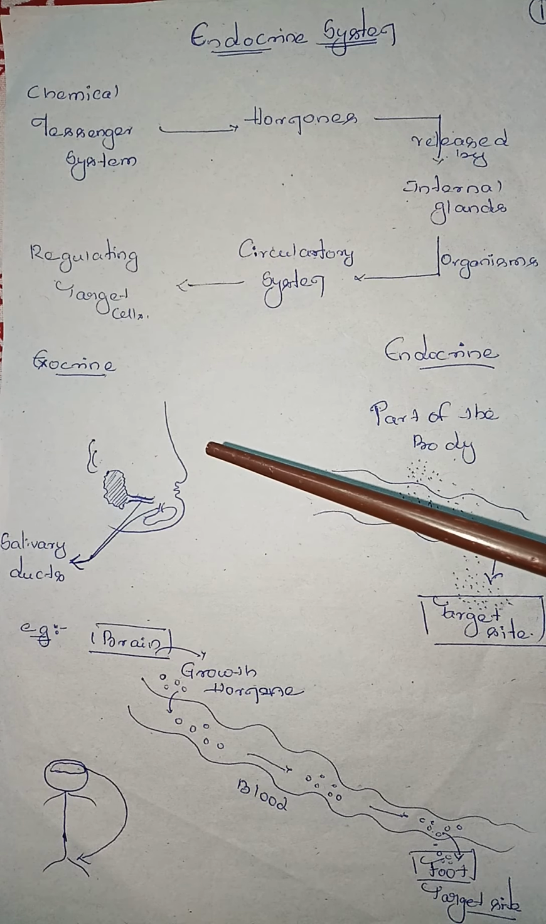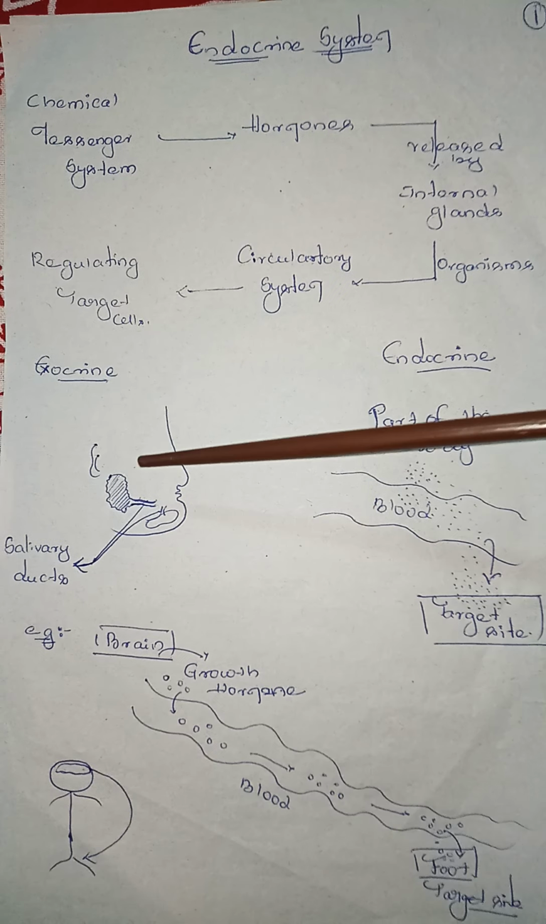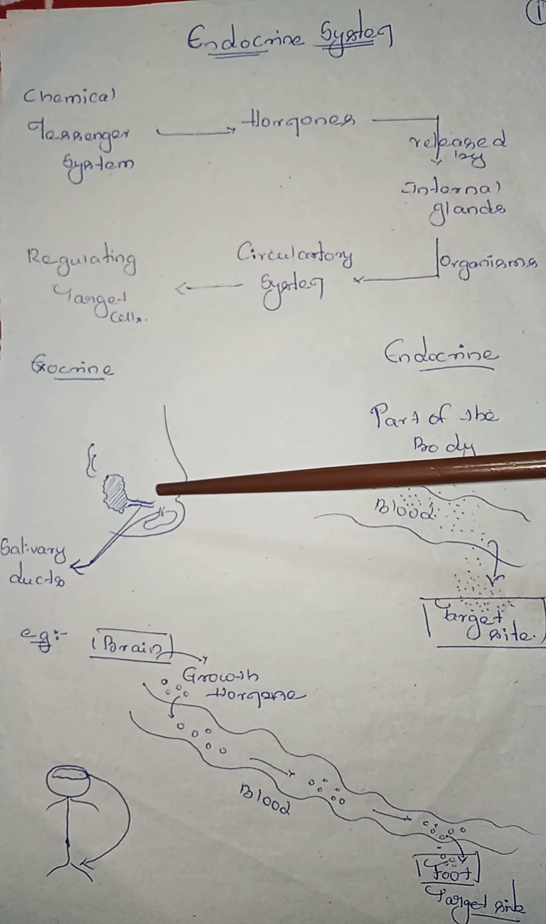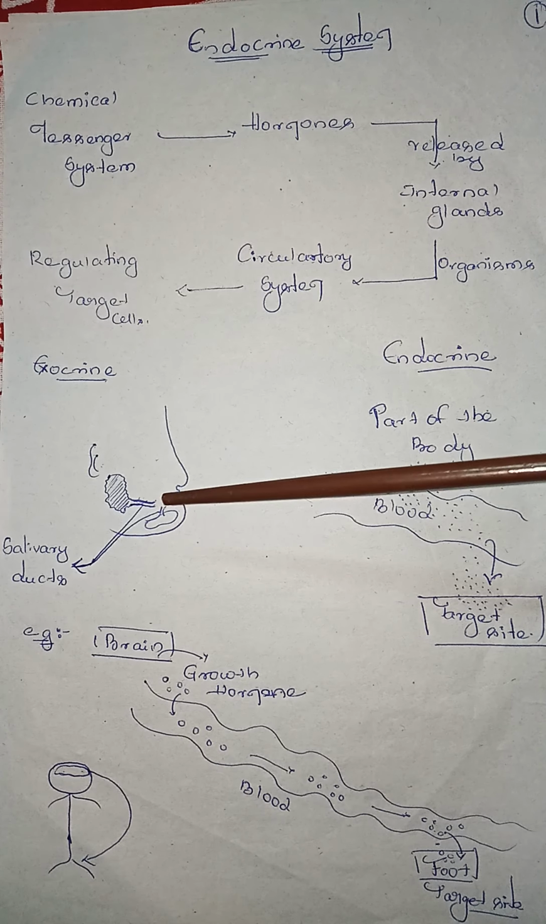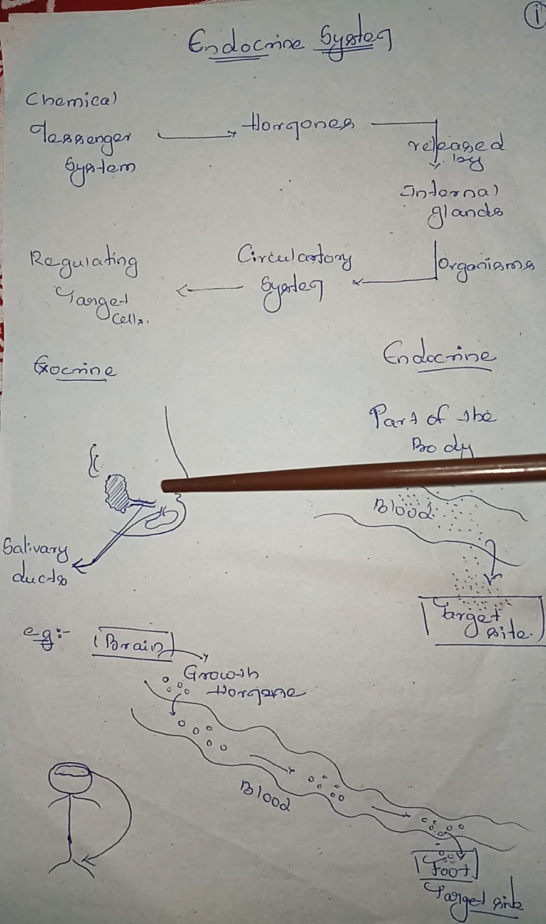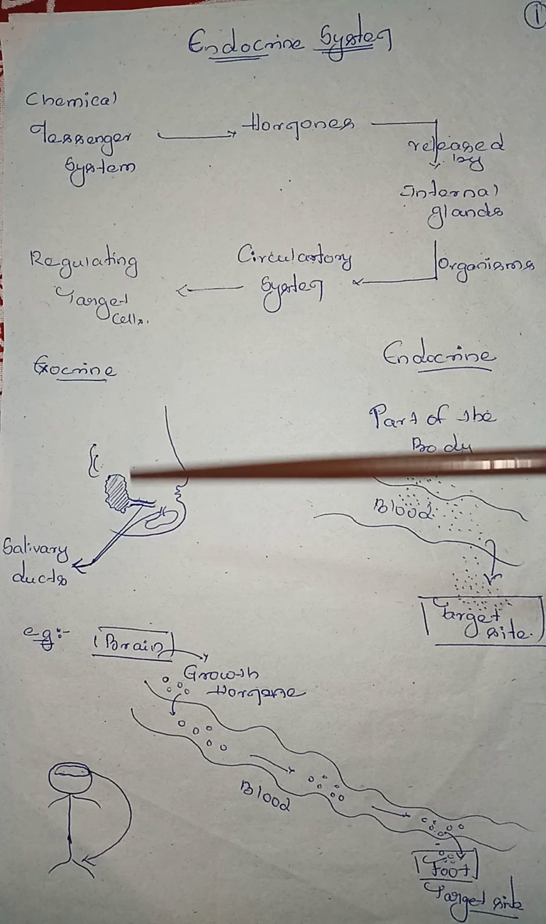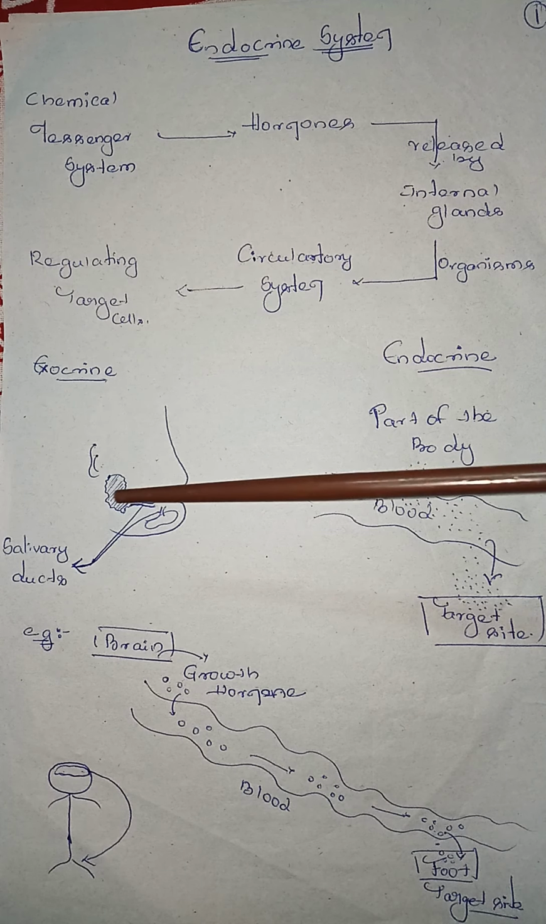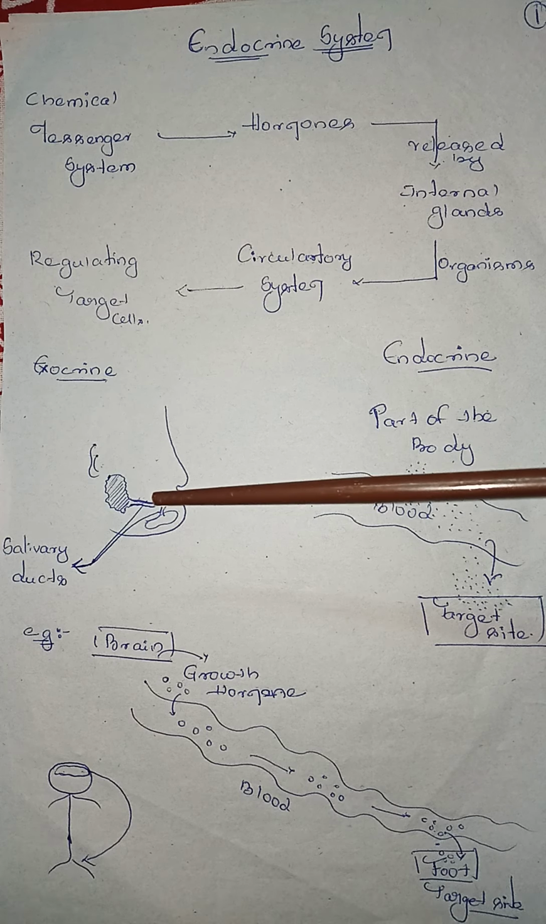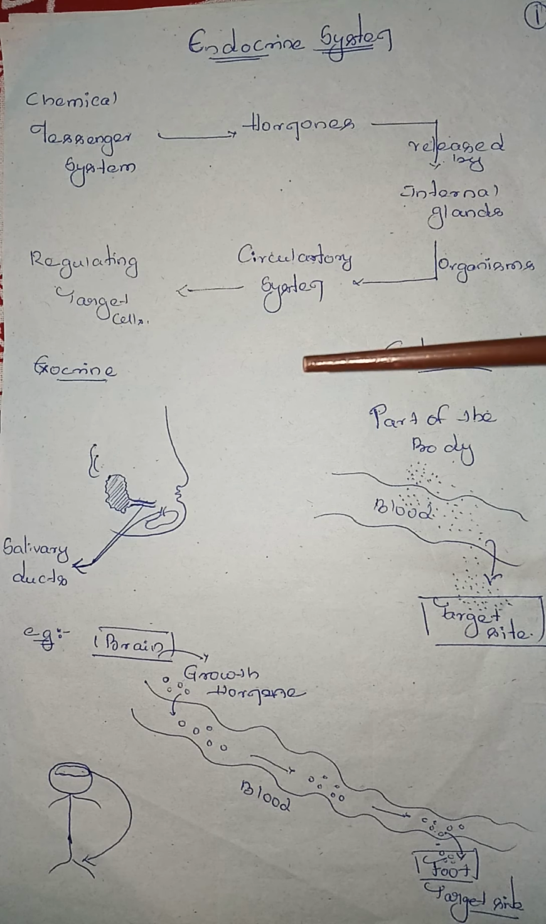signals for physiological processes. For example, here we are seeing that the salivary glands have a duct-like structure towards the oral cavity. Saliva is released from these salivary glands, passes through these ducts, and enters into the oral cavity for the physiological process.